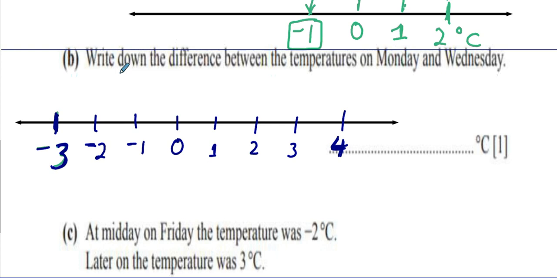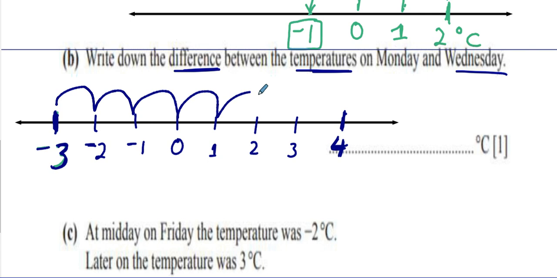So now we have to write down the difference between the temperatures on Monday and Wednesday. Count how many steps there are between -3 and 4. So how many steps are there? 1, 2, 3, 4, 5, 6, 7. So we have 7 steps. So what is the answer here? The answer is 7 degrees centigrade.